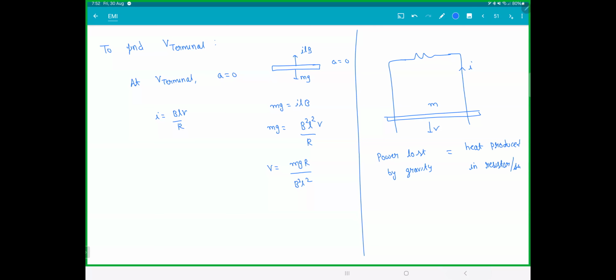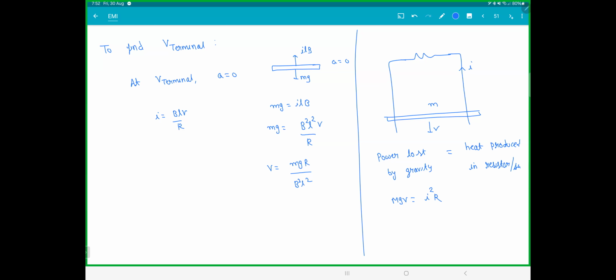That is the power produced in the resistor. So this is nothing but mgv is equal to I square R. Isn't it? Every second, whatever height you're losing, where is all this energy going? It should either go to your kinetic energy, but the speed is not increasing. So this energy is going somewhere else. Who can take it? Resistor.